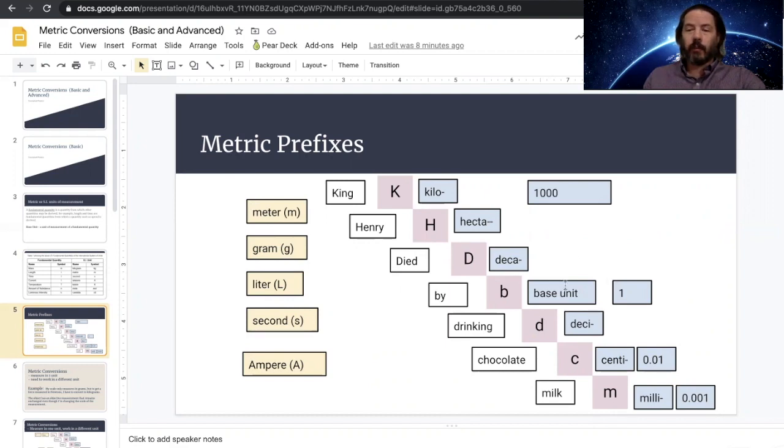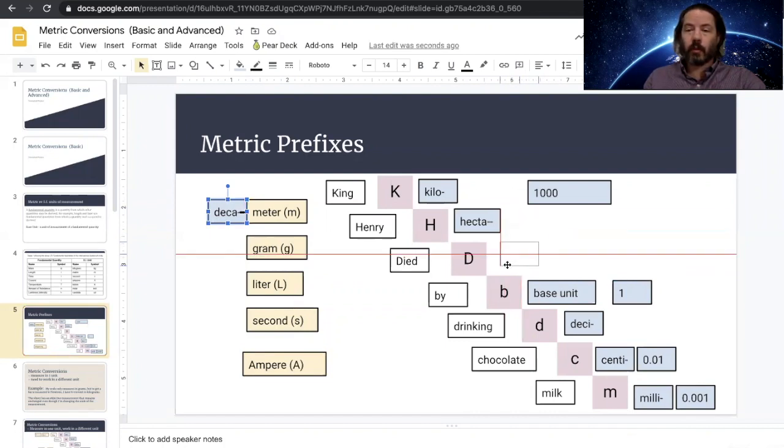So for example, if my base unit is the meter, if I have 10 meters, I could actually use the word deca instead of saying the word 10. So I could say decameter. So if I have 1 decameter, then I have 10 meters. So we use the prefix to represent bigger and bigger, or smaller and smaller numbers of things.